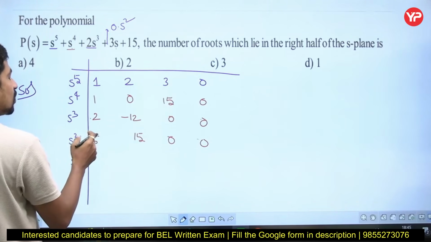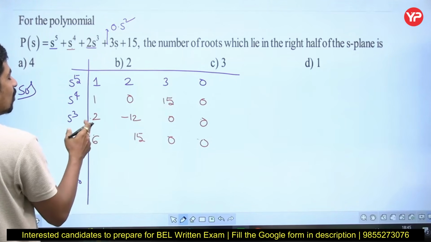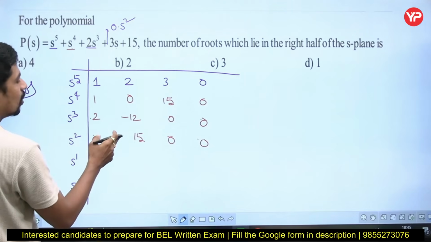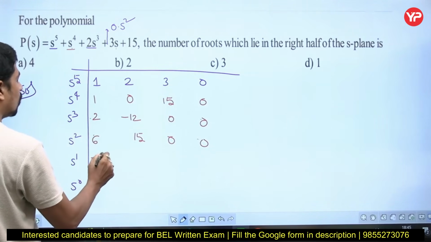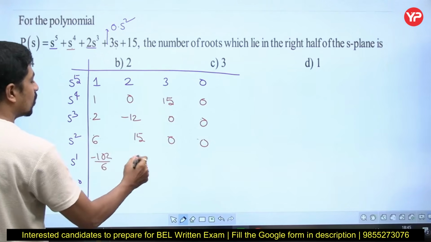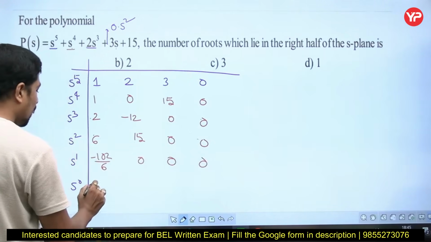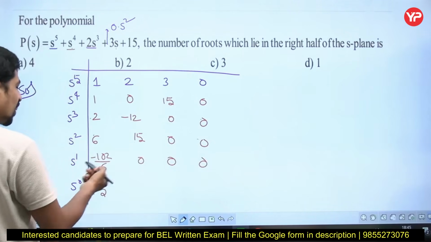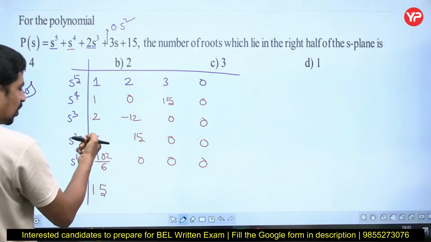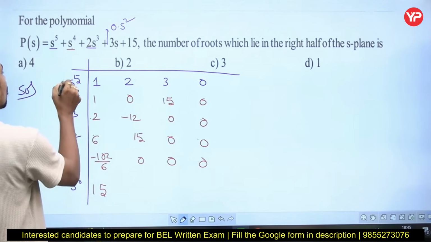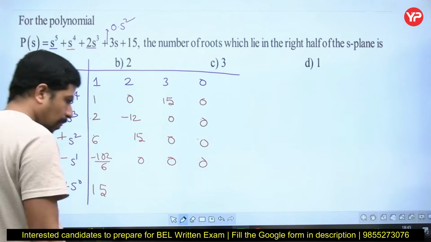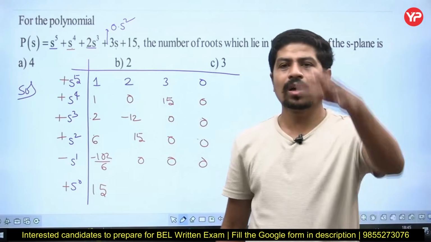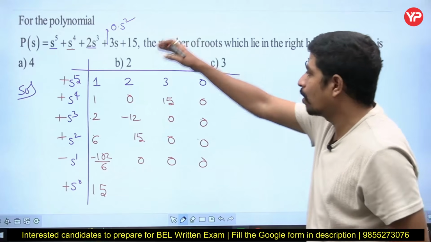Now, minus 6 into minus 12, minus 72. Minus 72 minus 30, minus 102 by 6. Minus 102 by 6. This is 0, this is 0, this is 0, this is 0. This one anyhow will be 15. Minus 0 by same. Again 15 will come. Plus, minus and plus. In the first column of the Routh array we have to see the element signs, minus or plus.